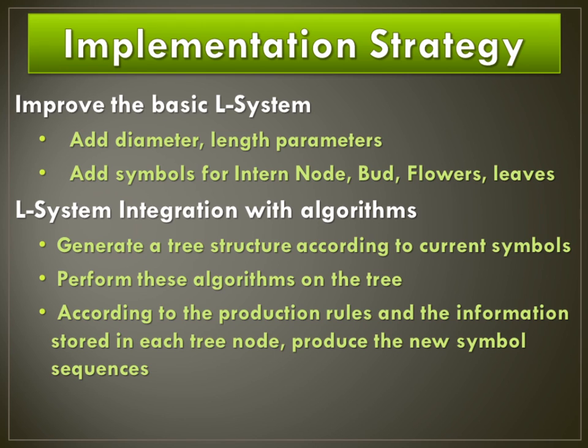The interaction between the L systems and the new algorithms can be divided up into 3 steps. 1. Generate a tree structure according to the current symbols. 2. Perform these algorithms on the tree. 3. Using the production rules and their information stored in each tree node, produce the new symbol sequence.